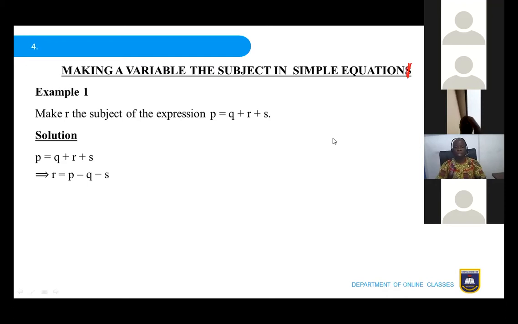Mavis Manson, your hand is up. Sir, yeah. Please, is there any other way that we can solve it? There are several ways of killing a cat.